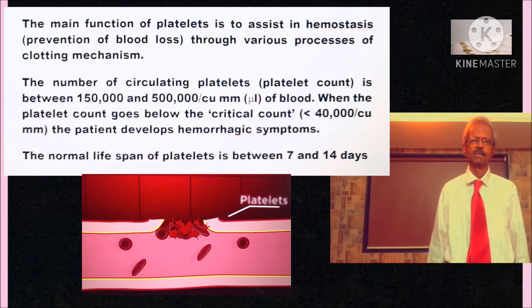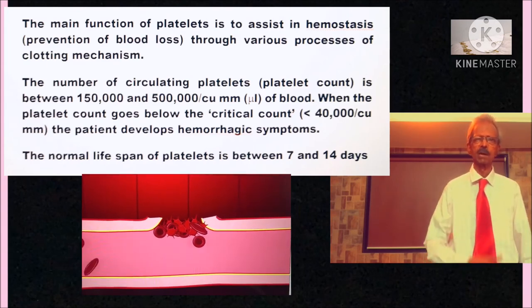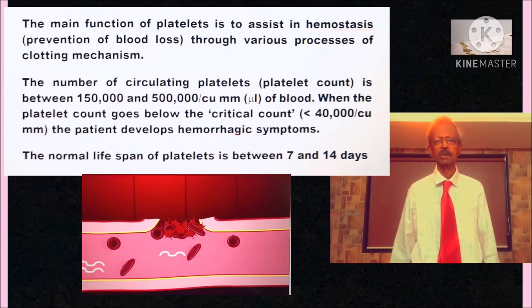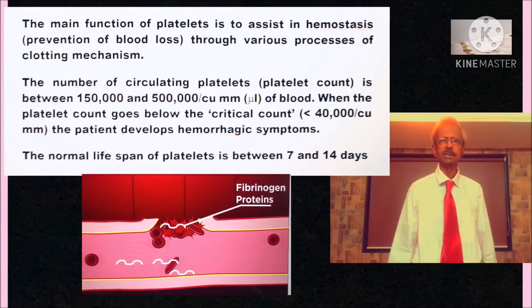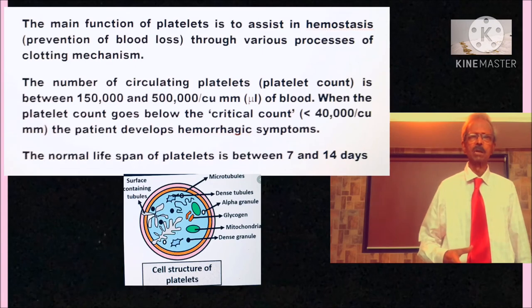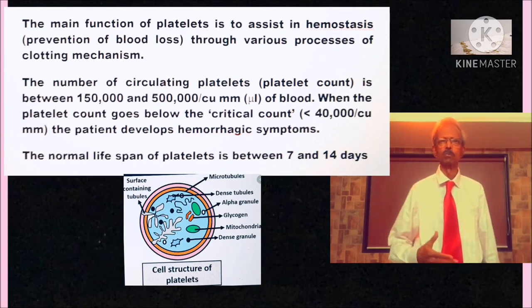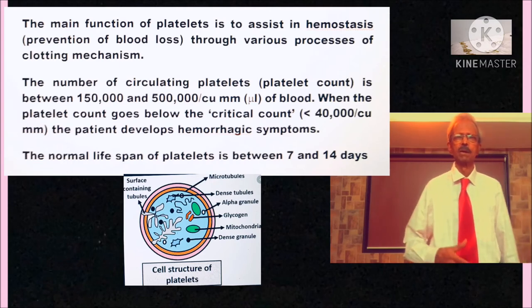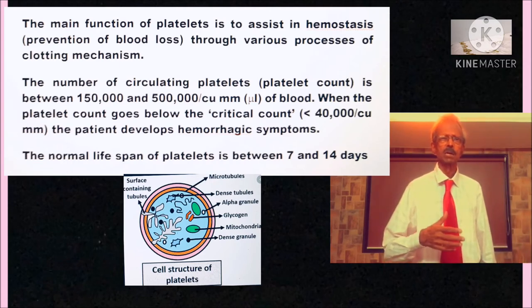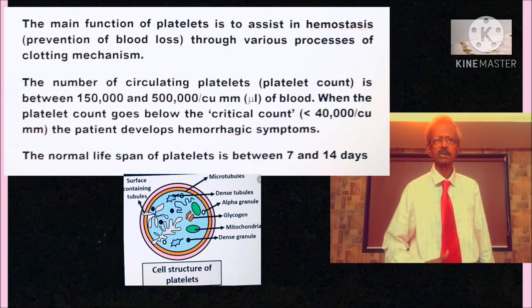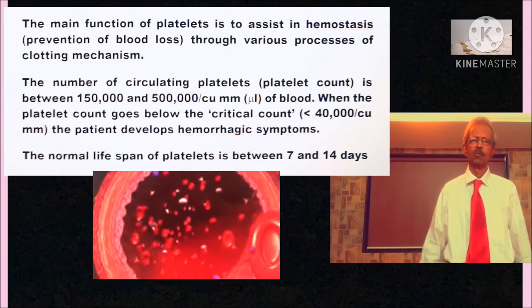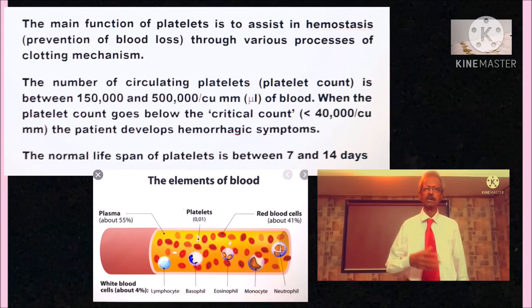The main function of platelets is to assist in hemostasis, that means prevention of blood loss through various processes of clotting mechanism. The number of circulating platelets is between 150,000 to 5 lakhs per microliter of blood. When the platelet count goes below critical count, that means less than 40,000 per microliter, the patient develops hemorrhagic symptoms, and the normal lifespan of platelets is between 7 and 14 days.